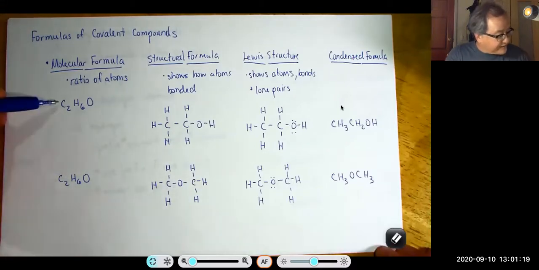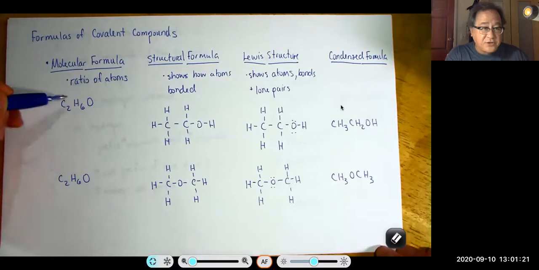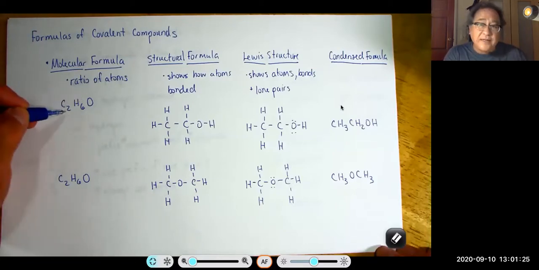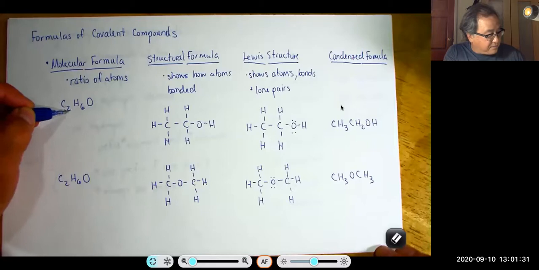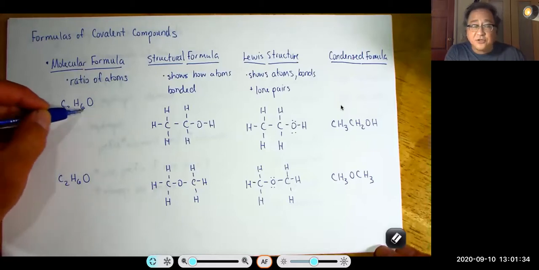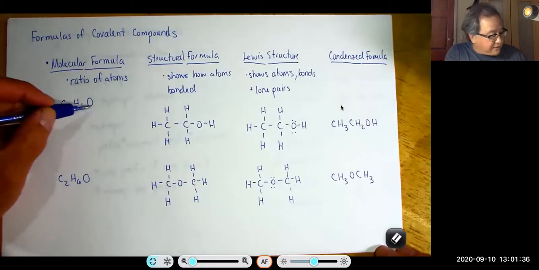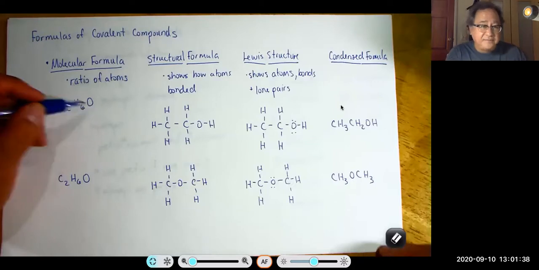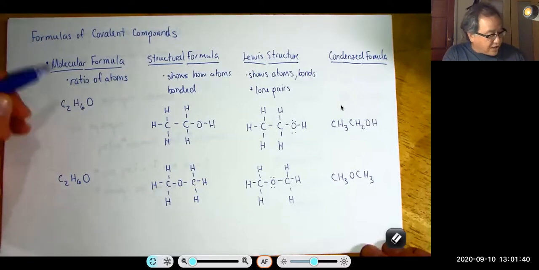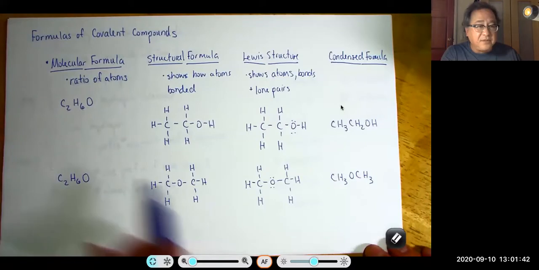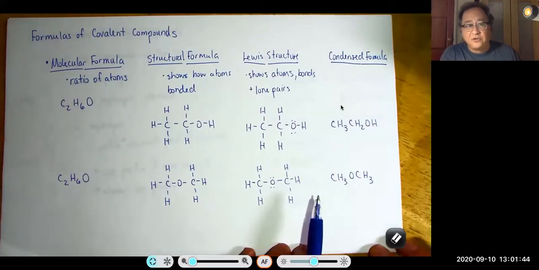So this C stands for carbon, the H for hydrogen, the O for oxygen, and the number following the element is how many atoms of that particular element. So there's 2 carbon atoms, 6 hydrogen atoms, and if there is no number, it's a 1. That's implied. So there's 1 oxygen atom. That's the molecular formula of a molecule.